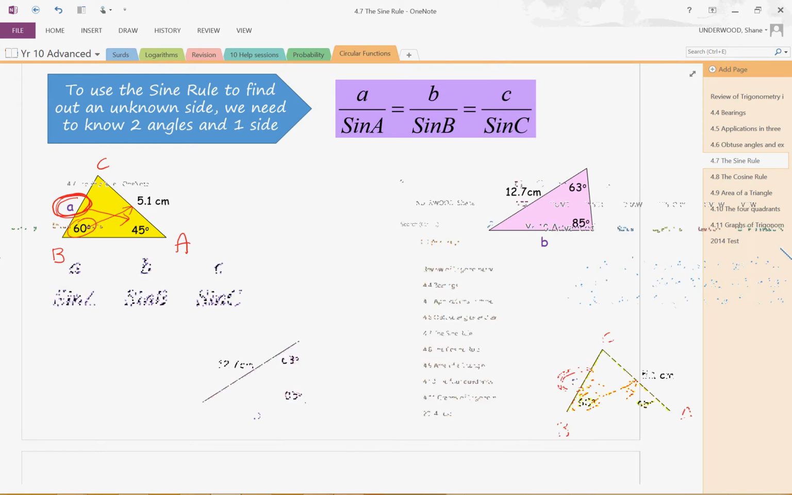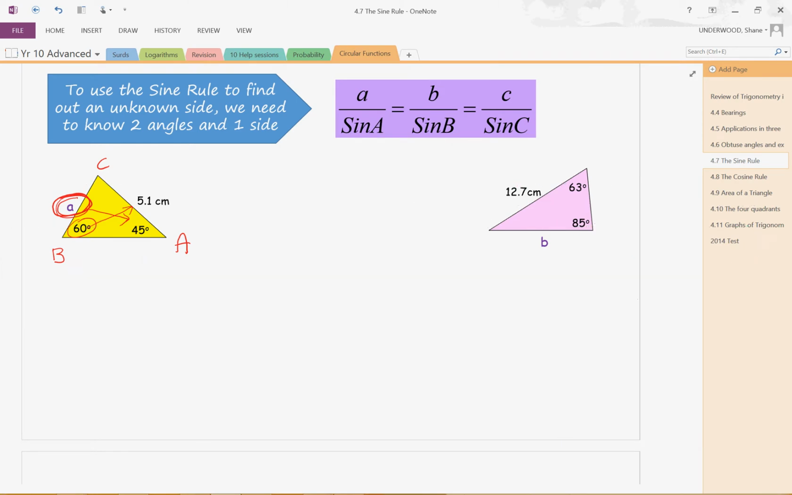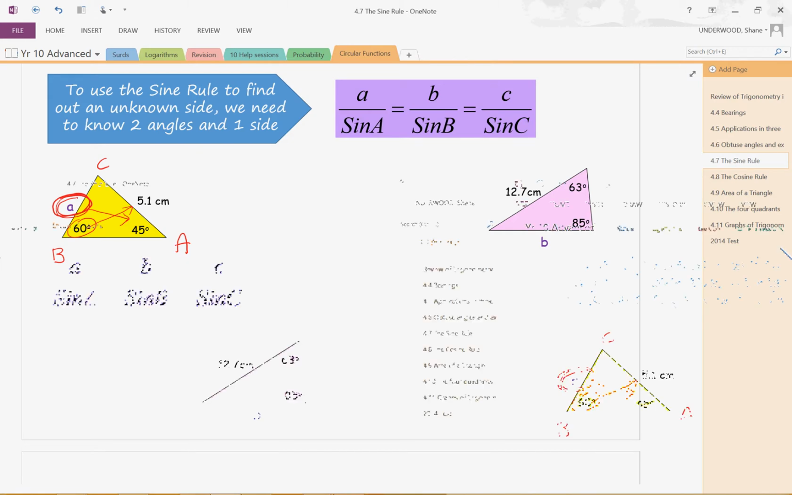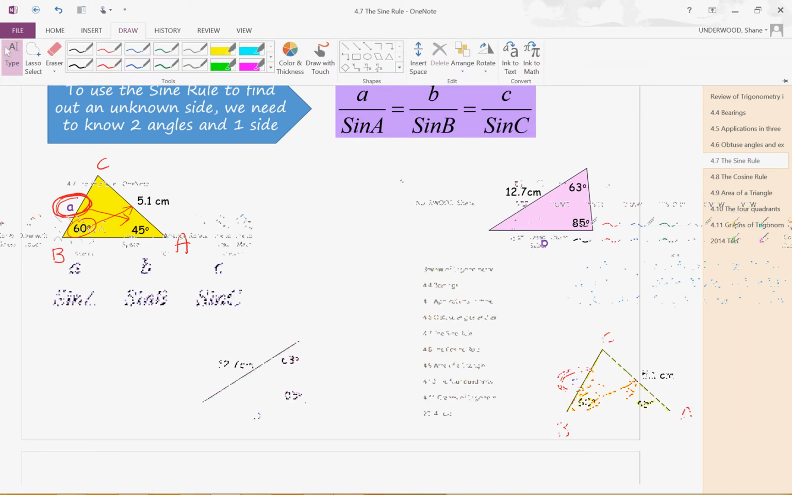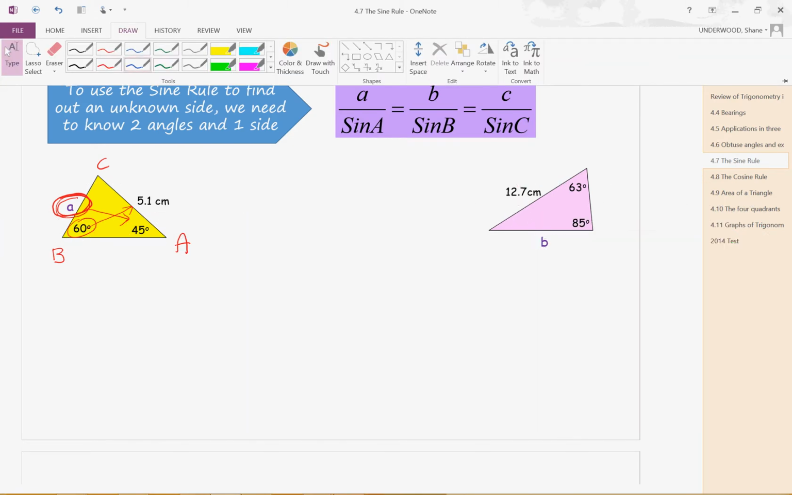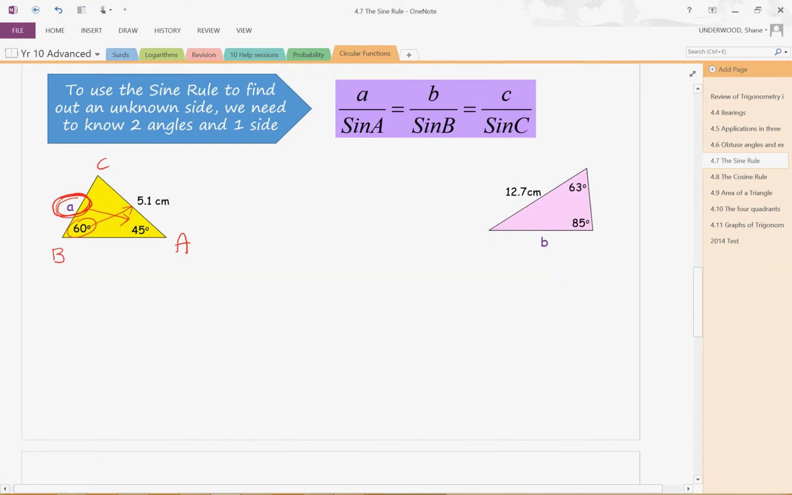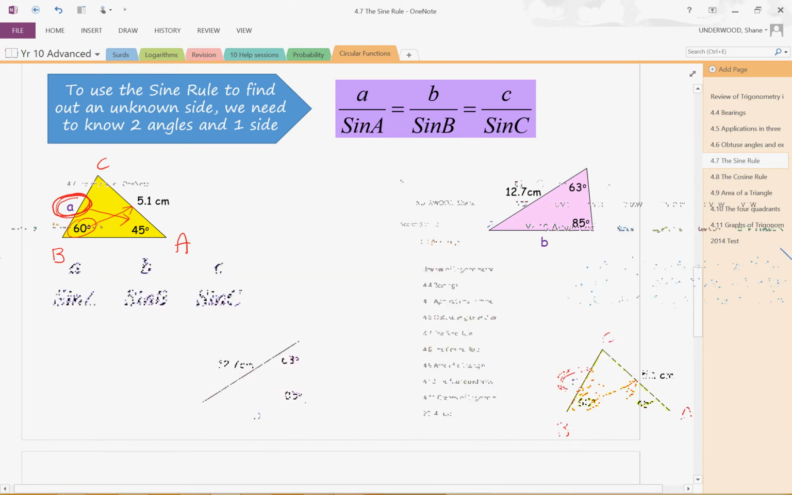But 180 degrees in a triangle, yeah? All right. We don't give a hoot what angle C is.